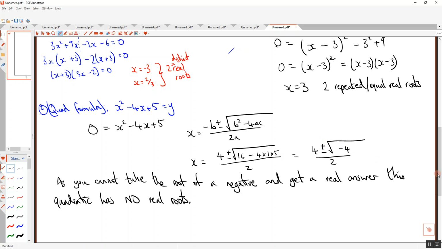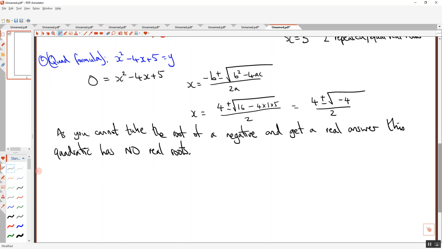For those of you that are interested, which is everyone, of course. Well, for higher level. If I'm down to this, 4 plus and minus the square root of negative 4 over 2, these are my roots. We're saying there's no real roots because I can't take the square root of a negative number. You put that into your calculator, it's just going to come up with error.